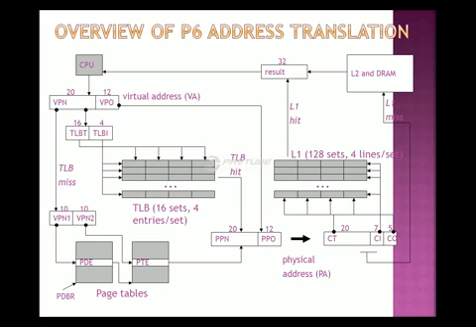Then the review of the abbreviations. What are the abbreviations that are used? We have discussed VPO, PPO, VPN, PPN, CO, TLB, TLBI, CI, CT. Then we have discussed how address translation is done with the help of the P6, in terms of the processor.